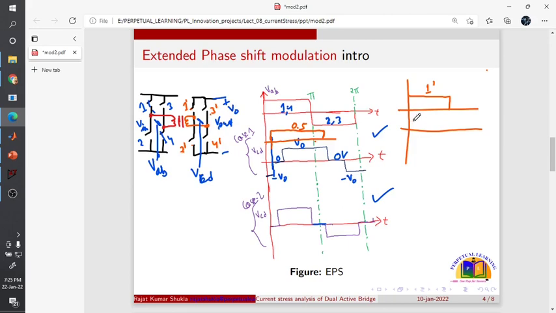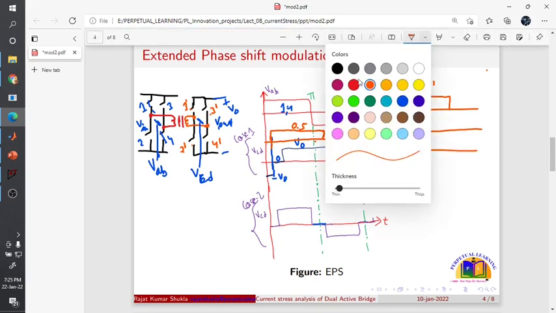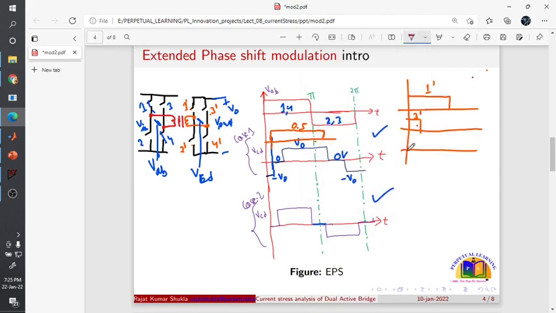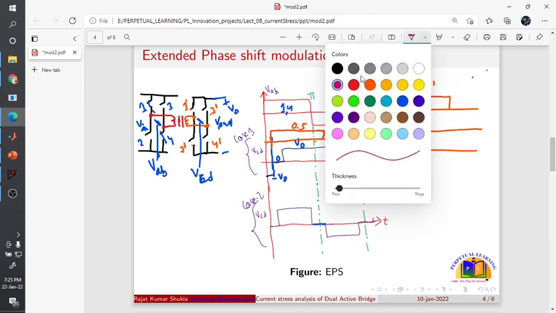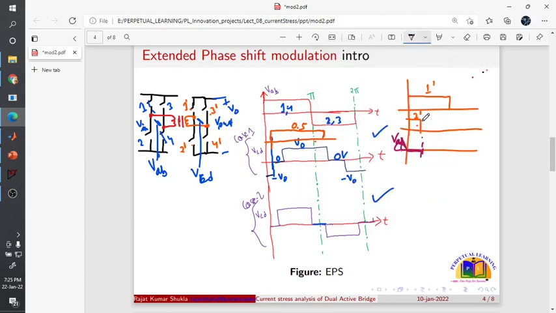Then I have to turn on switch 3 dash for a small duration, right? If switch 1 dash and switch 3 dash are turned on, then I will get 0 voltage operation. This is the 0 voltage. Sorry, this is VC. After that, which switch do I have to turn on? Switch 4 dash, right? Because switch 4 dash is the complementary switch.